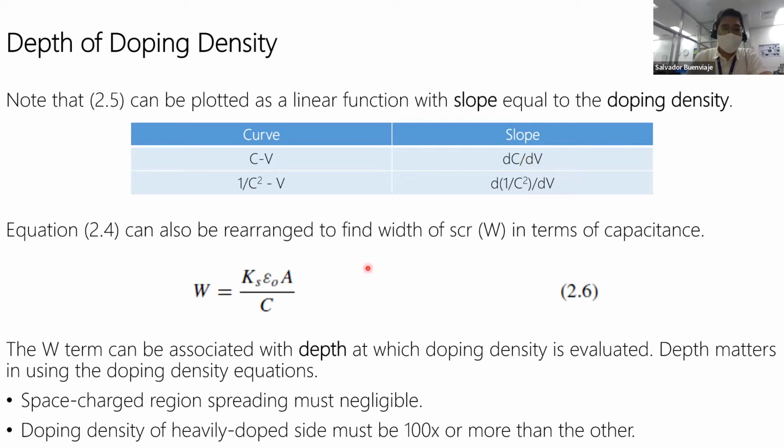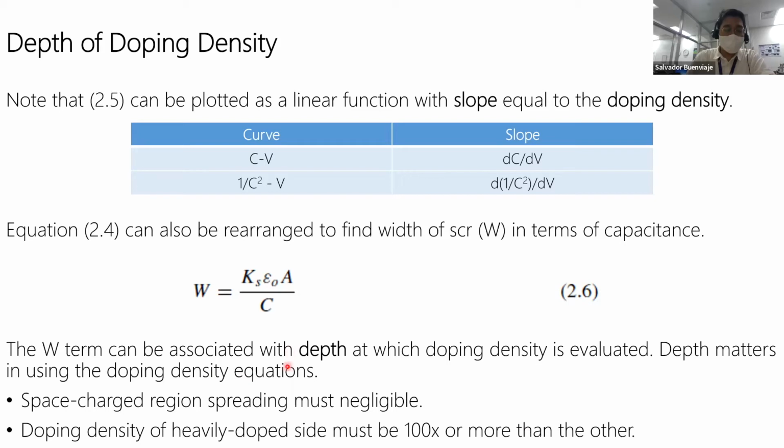Now, let's extend this same concept. Now we are dealing with the depth of doping density. So it is important here that aside from the area of the sample, we also need to assess the depth. Here it is expressed as W. W is associated with the depth at which the doping density is evaluated. So the depth is an important factor in the doping density equation.